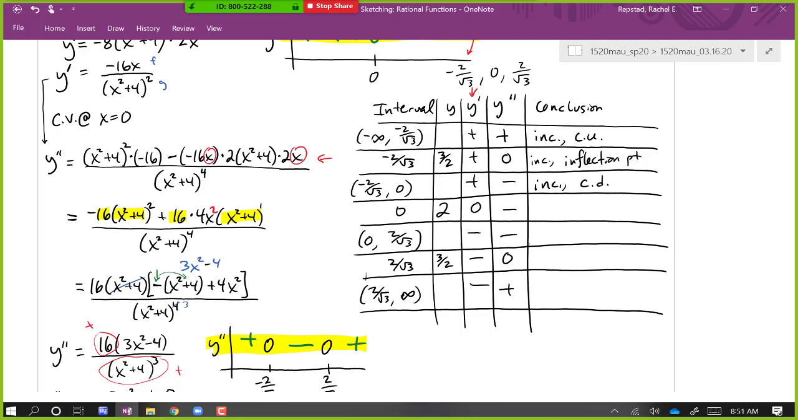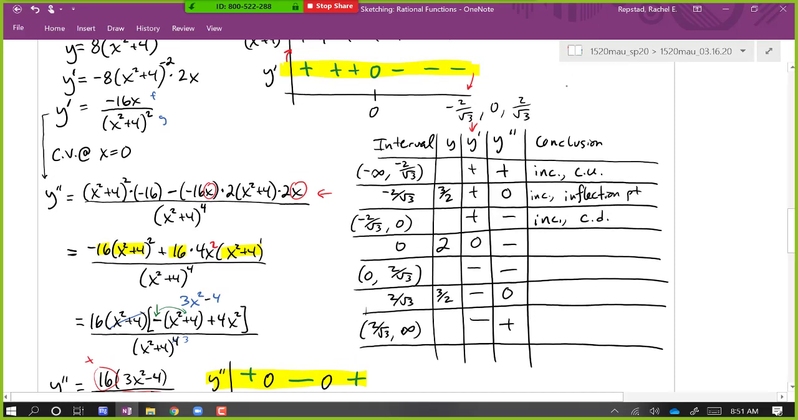The minimum? No. It's actually going to be a maximum. Concave down, a minimum has a concave up shape here. A maximum has a concave down shape. All right, what's next? Decreasing?